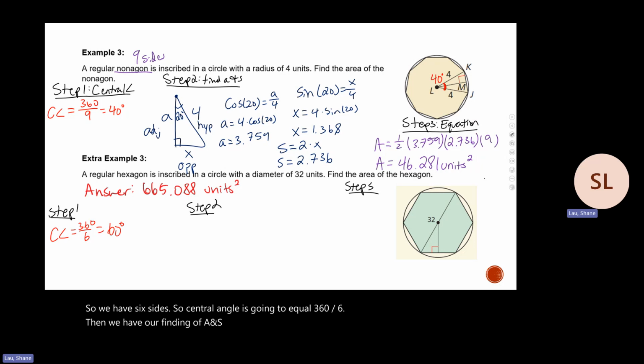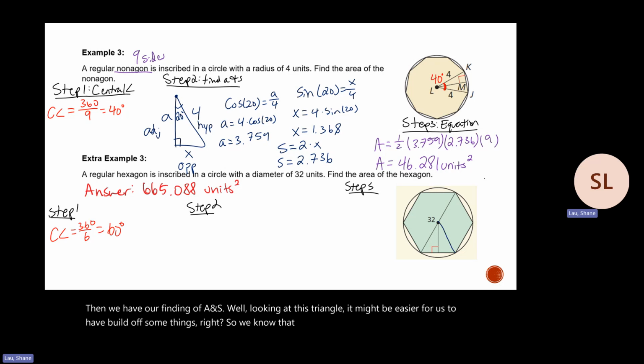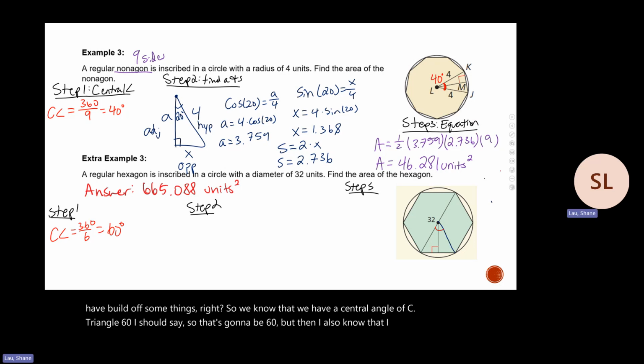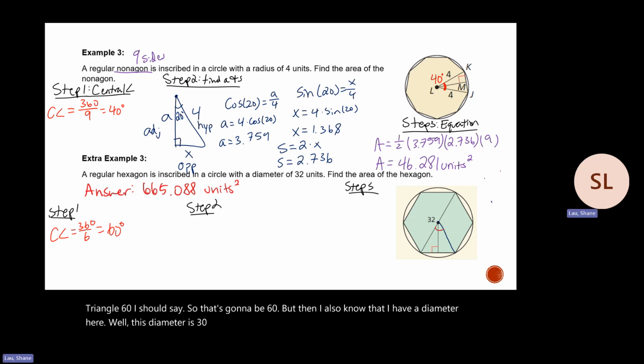Well, looking at this triangle, it might be easier for us to build off some things, right? So we know that we have a central angle of 60. But then I also know that I have the diameter here. Well, this diameter is 32, which means my radius has to be 16. So these two are going to be 16.